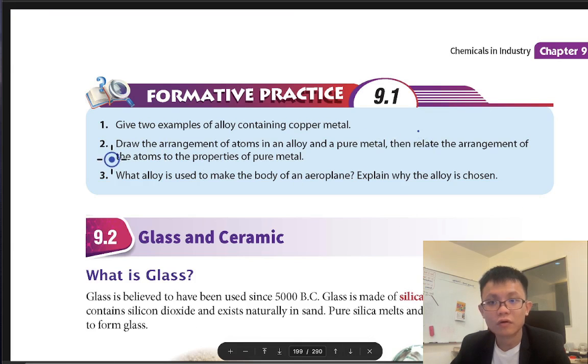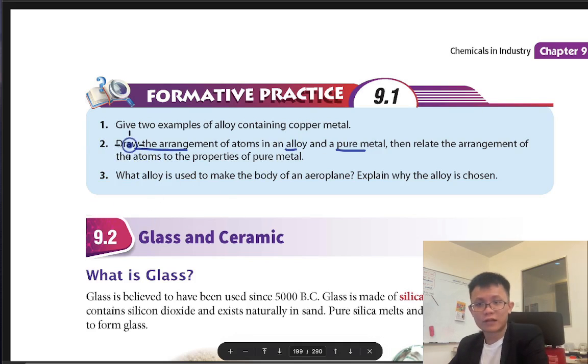Okay, number two. Draw the arrangement of atom, alloy, and pure metal, then relate the arrangement of atom to the properties of pure metal. So this one is two questions, correct or not? The first question they ask you, draw the arrangement of atom in alloy and pure metal. That is the first. This is when we read carefully. This is like 1A question.